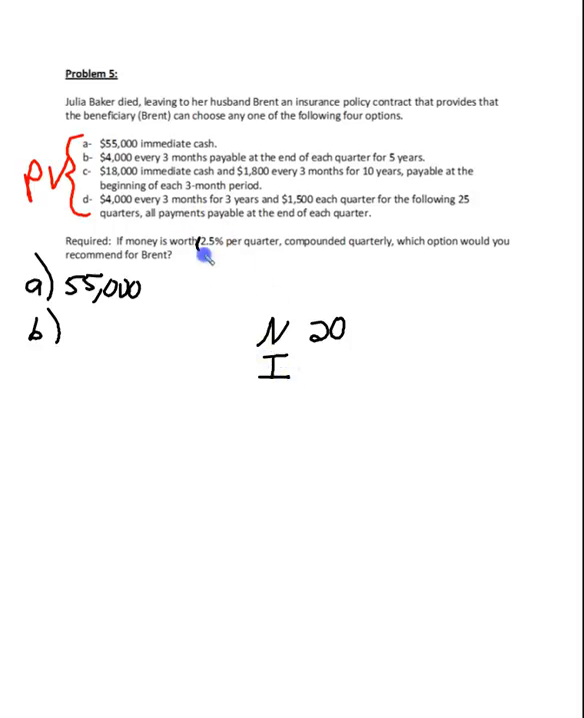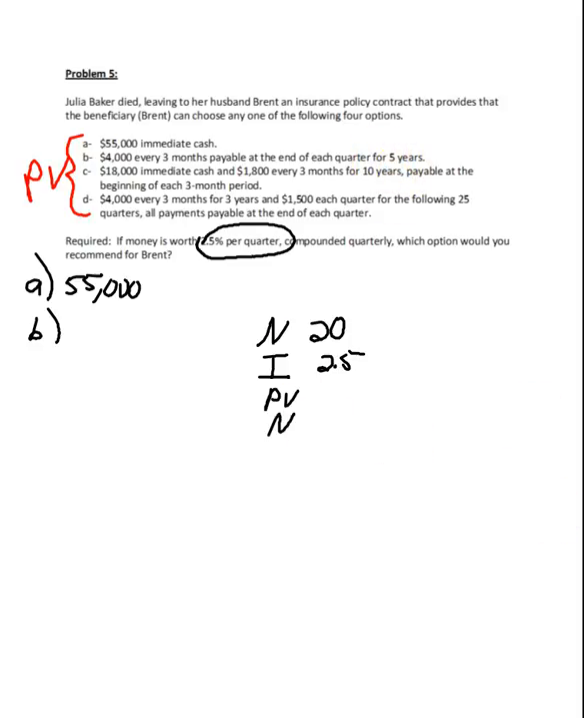Let's see, they also give us a quarterly interest rate to make this a little bit easier. So 2.5% is our quarterly rate. So 20 quarterly periods at 2.5% quarterly. We don't know present value. N would be, that's for 5 years.